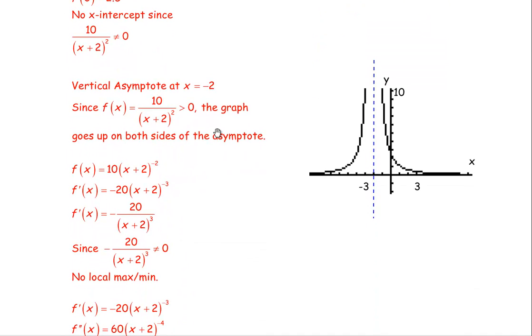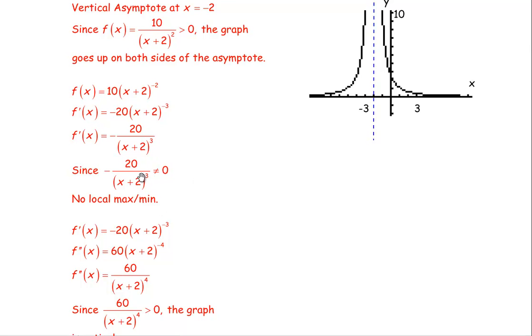Now, let's see if there's any local mins or maxes. Well, we could take this function, and I'll bring the (x plus 2) squared up. So that's why it's the power of -2. And differentiate this. So the -2 comes down and multiplies by the 10 to give you -20. Subtract 1 from the exponent. So that's the derivative. So we write it as -20 over (x plus 2) cubed. Now, that can't equal 0 for the same reason we couldn't find an x-intercept, because the numerator is just a 20. There is no value that would make it 0, so there are no local max or mins.